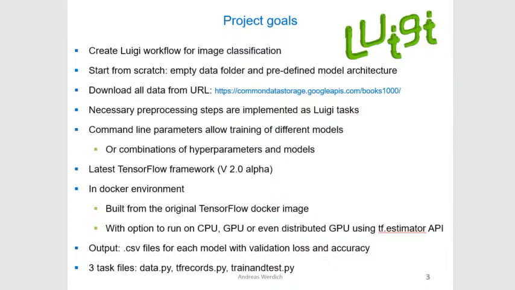Everything is implemented using the latest TensorFlow framework, and it is built in a Docker environment from the original TensorFlow Docker images. There's also an option to run TensorFlow GPU on a single machine or even a distributed GPU environment using the TF Estimator API. The output of the entire workflow is a single CSV file for each model that contains the validation loss and the accuracy for each model. I have divided the project into several task files, which I'm going to explain in the next few slides.